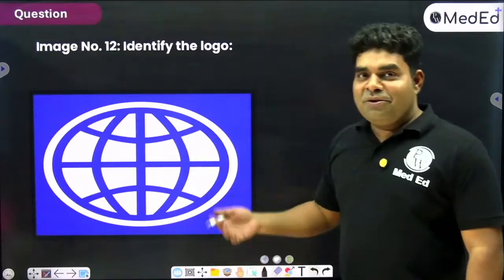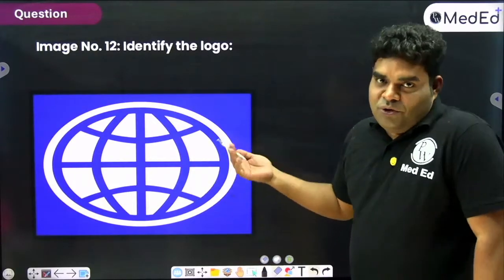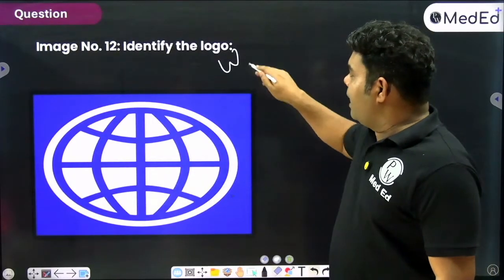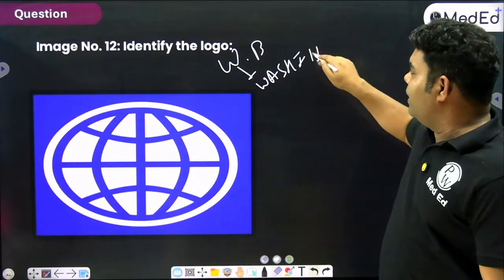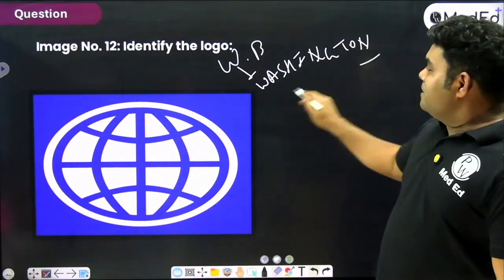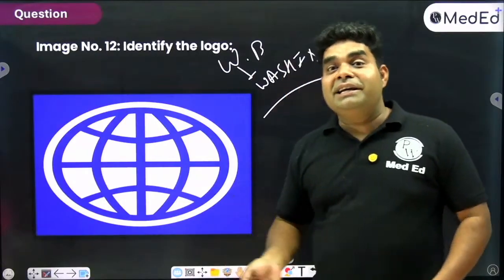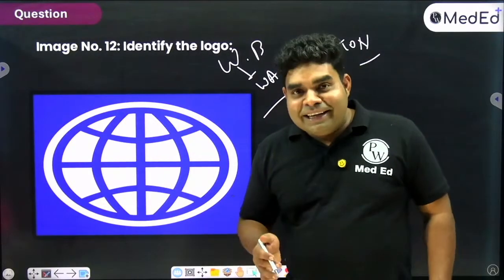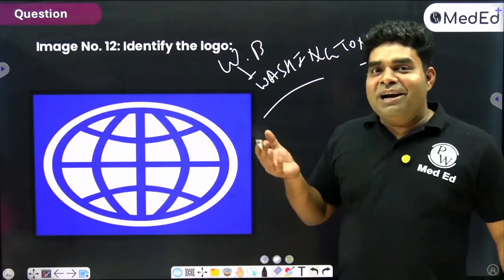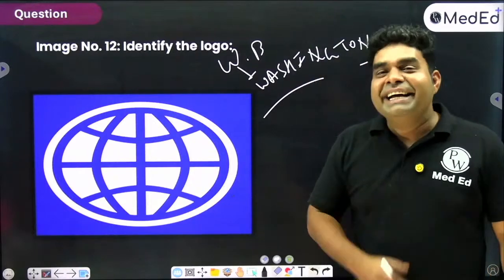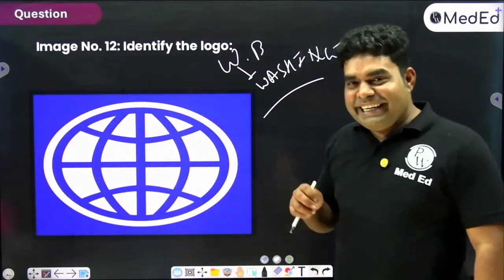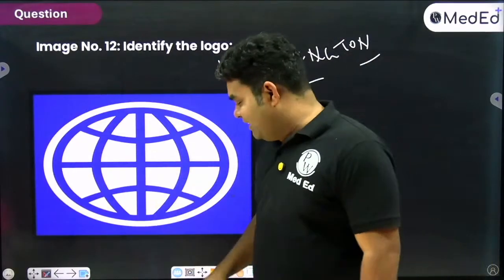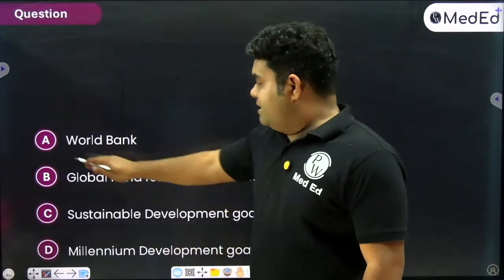This is the World Bank logo, and W for World Bank, W for Washington DC. Anyway, what is the international currency of the world? Dollar. Why? Because in Washington DC, we have the headquarter of the World Bank. Imagine that if the World Bank headquarter were in Patna, Bihar, the international currency would be rupiah and the international language would be Bhojpuri. This is WW, World Bank, Washington. Okay, so this was that.